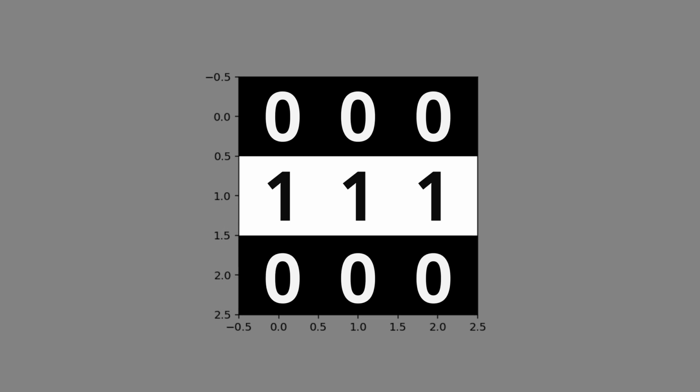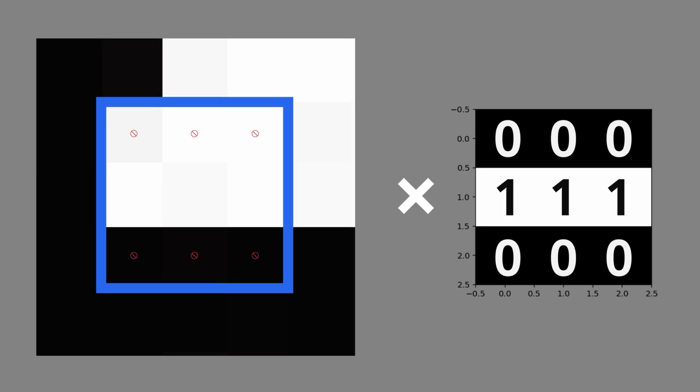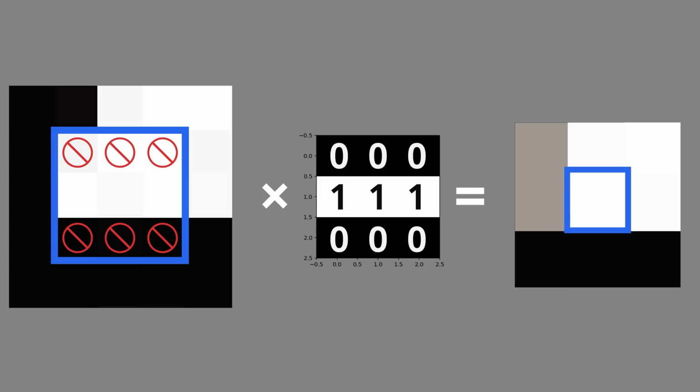With the filter that was used in the first example, the values in the receptive field corresponding to the zeros in the filter don't matter. They can be 0 or any other value, and since any value multiplied by 0 is 0, the resulting value will be 0. So, with this filter, you will keep any horizontal line, regardless of what values are above or below it.